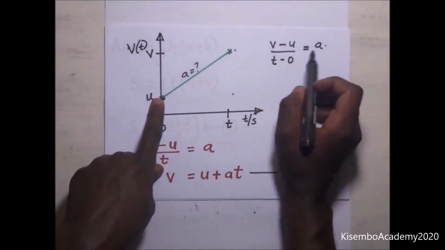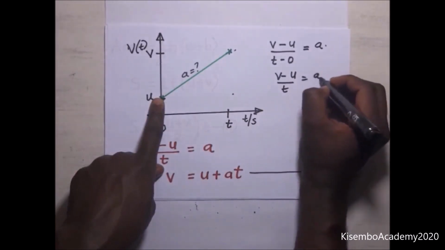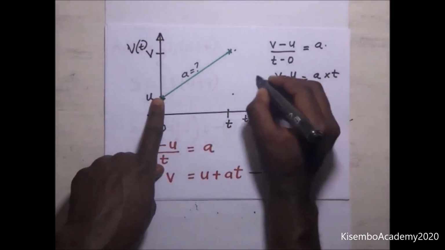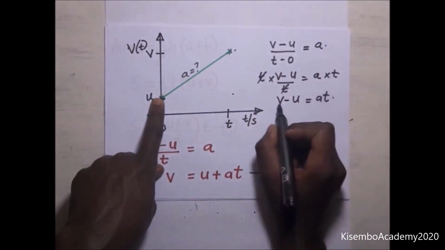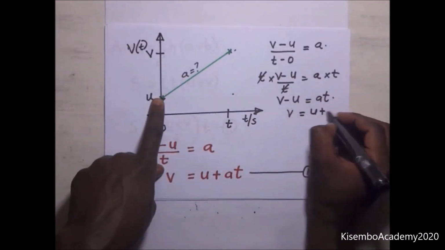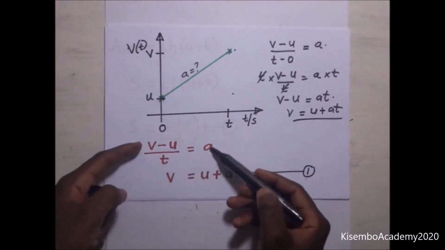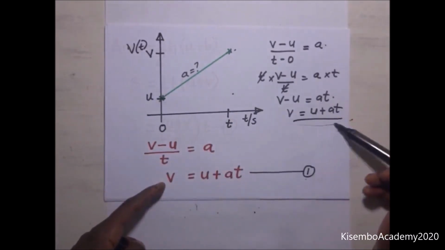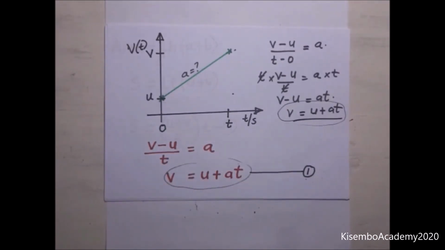So when we make this a flat equation, this becomes (v minus u) over t equals a. Multiply t on both sides, and you remain with v minus u equals a t. When we make v the subject of the formula, u goes to the other side, so v equals u plus a t. This is how we arrive at that, and that makes up our first equation of motion: v is equal to u plus at. Now we are going to go on to the next equation of motion.